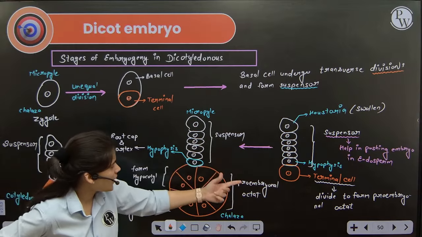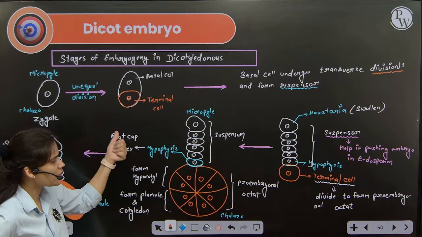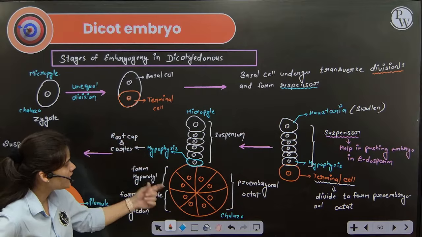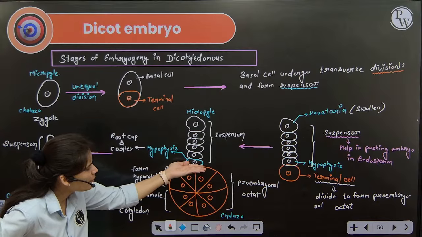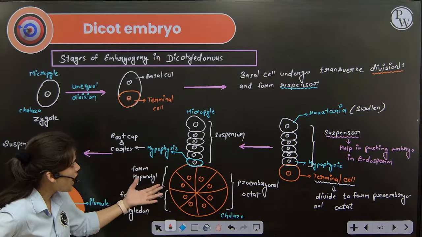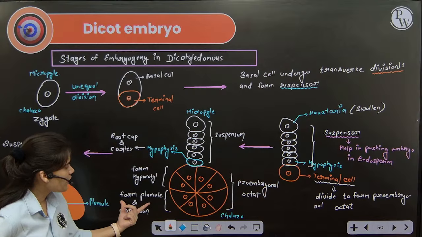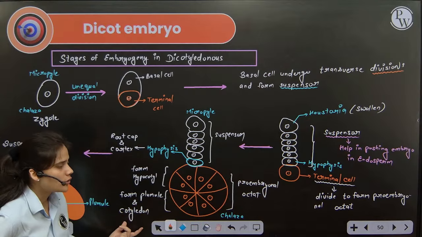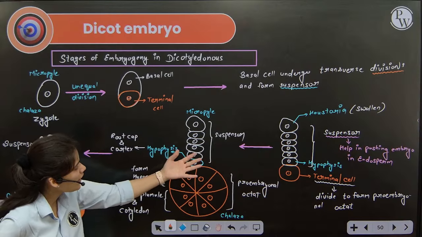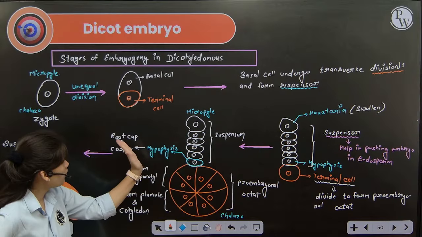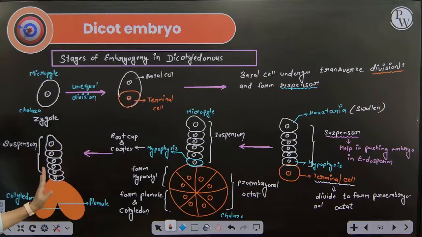The hypophysis of the suspensor helps in the formation of root cap and root cortex. The uppermost cells of this proembryo are going to form the hypocotyl, and the lower four cells help in the formation of plumule and cotyledons. Then what happens? That proembryo is going to form the heart-shaped embryo.